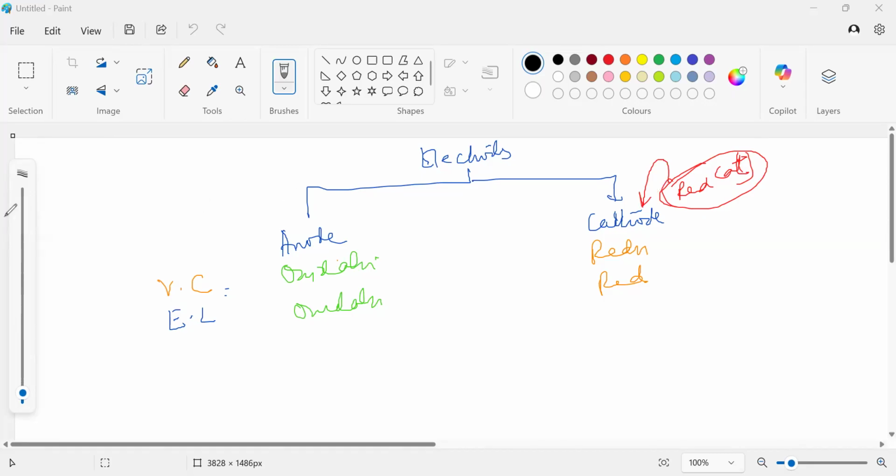Whenever we are seeing the electrode, the sign will be different. When we take a Voltaic cell, the cathode will be positive, anode will be negative. Now if we see an electrolytic cell, in the electrolytic cell the cathode is negative, anode is positive. Clear, everybody? Understood this thing?